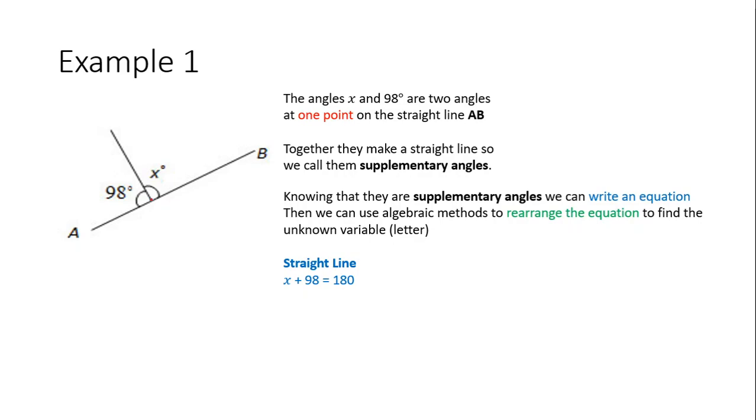So I want to get the letter on its own. That means I need to move the number 98 to the other side. And since the 98 is added on this side, when we take it to the other side, we do the opposite, we subtract. But what's really important here is that we keep the order.